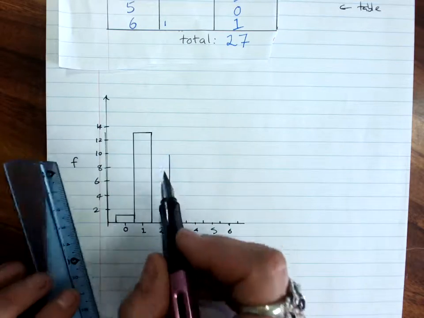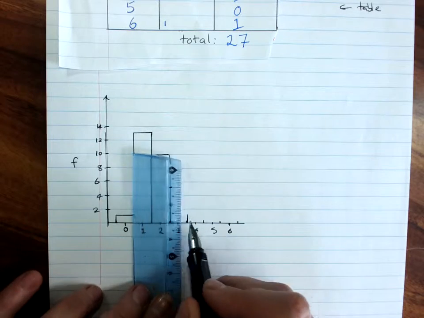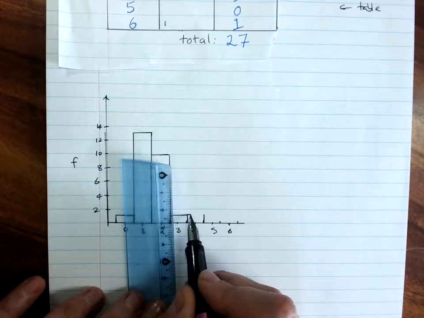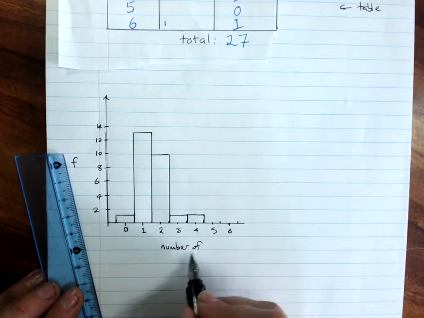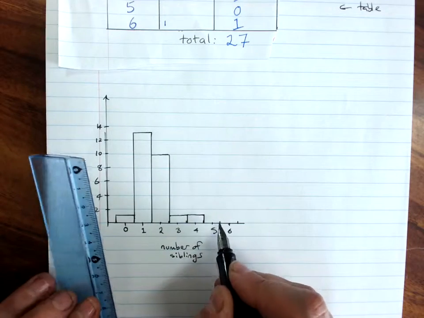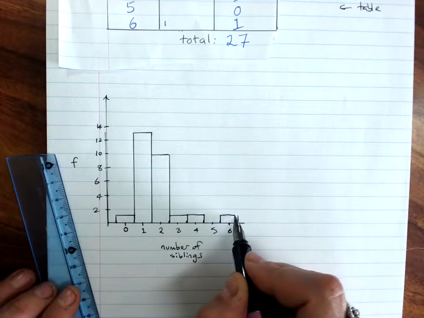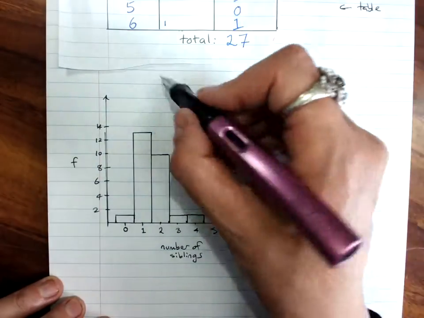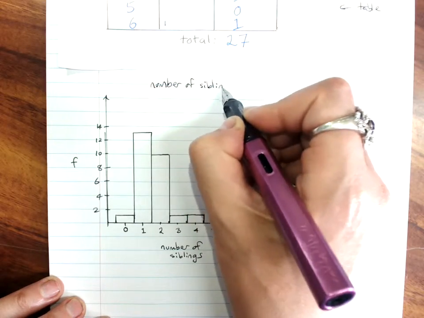It's pretty easy once you remember how to do it. About the only thing I need to remind you about from now on is, of course, that you need to label this number of siblings. And a frequency of 0 still gets a space, it just gets no column. And that is our frequency histogram. Since I know it's number of siblings in the family, I would give it a heading.